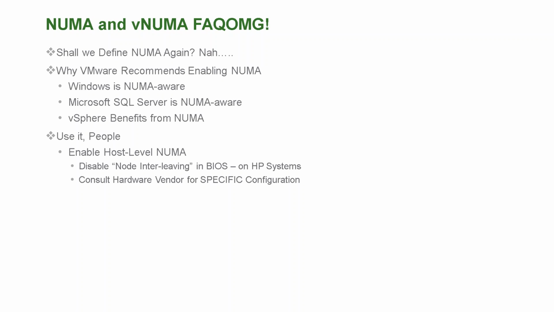Now, virtual NUMA is enabled by default for a VM with more than 8 CPUs. However, there's also another feature in vSphere called CPU hot-add. CPU hot-add is what enables you to be able to add CPUs to a VM on demand.